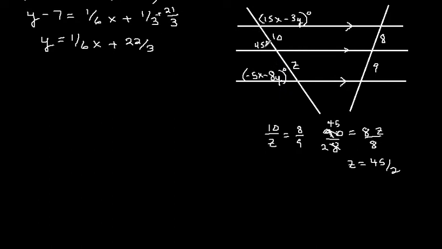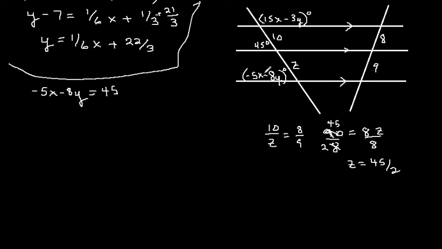With parallel lines, we know that corresponding angles, see how it's on the top of a parallel line to the left of the transversal, top of a parallel line to the left of the transversal, we know that these are going to be equal. So corresponding parts are equal. Corresponding parts are equal, so I know that my negative 5x minus 8y has to equal 45 degrees.